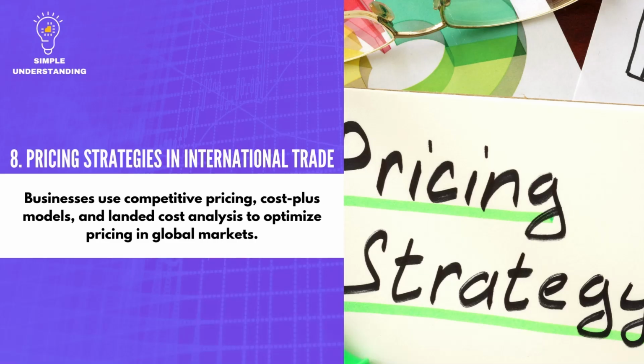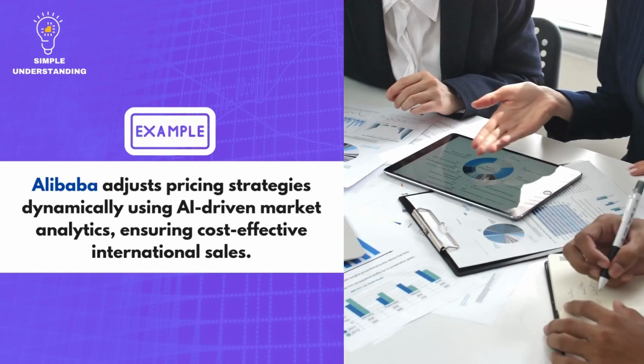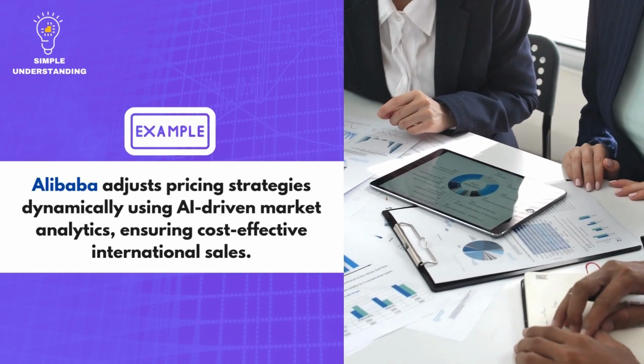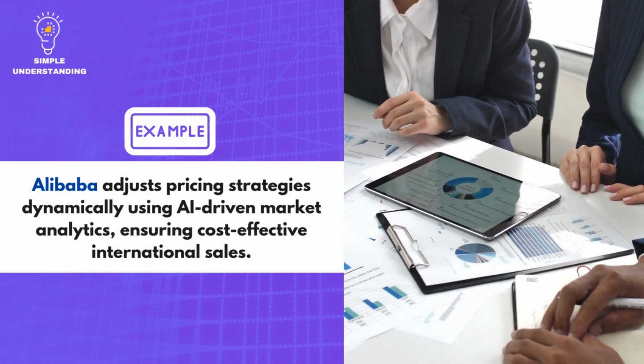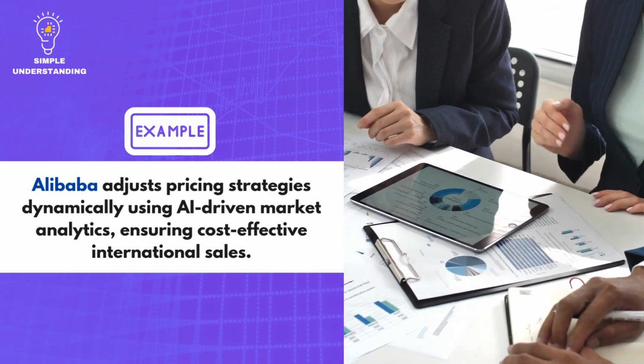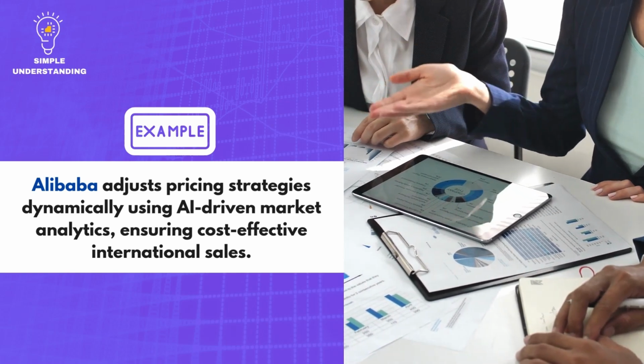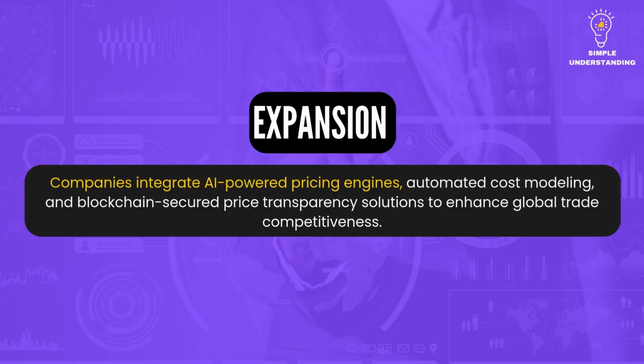8. Pricing strategies in international trade. Explanation. Businesses use competitive pricing, cost-plus models, and landed cost analysis to optimize pricing in global markets. Real company example. Alibaba adjusts pricing strategies dynamically using AI-driven market analytics, ensuring cost-effective international sales. Expansion. Companies integrate AI-powered pricing engines, automated cost modeling, and blockchain-secured price transparency solutions to enhance global trade competitiveness.